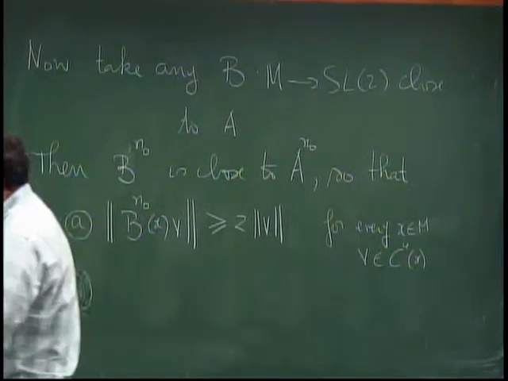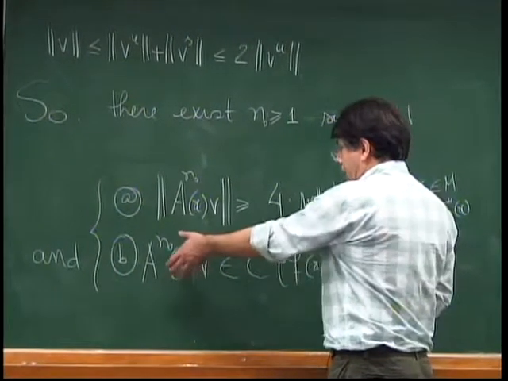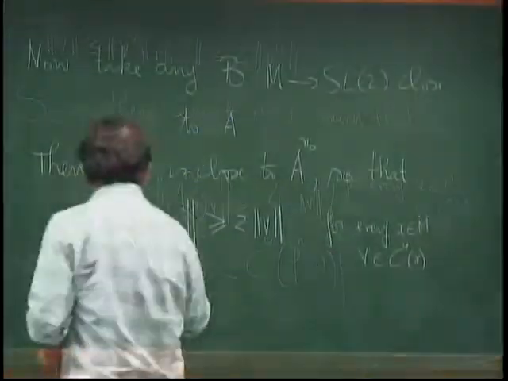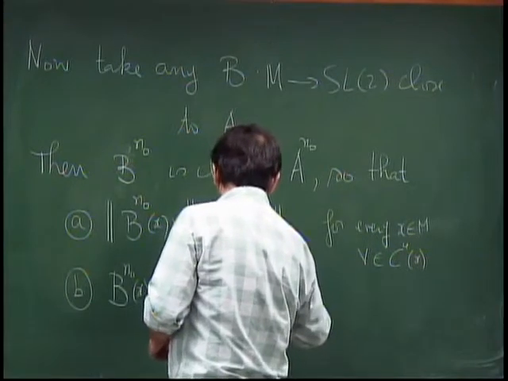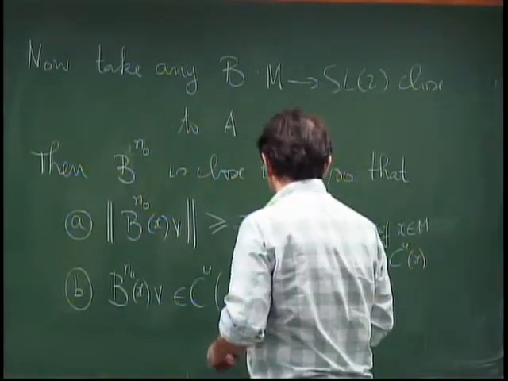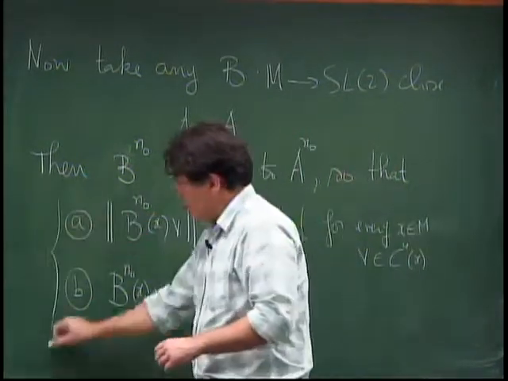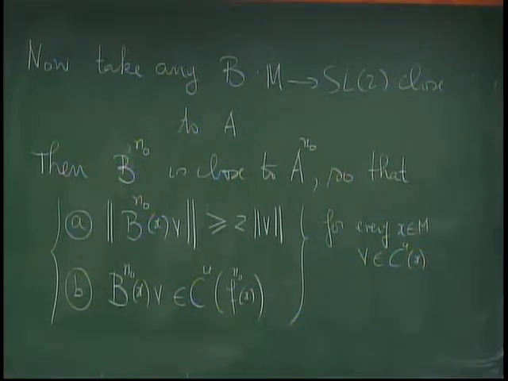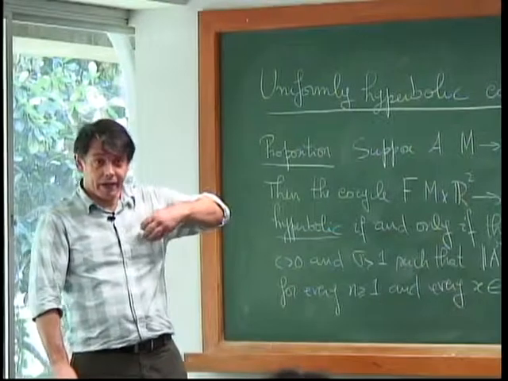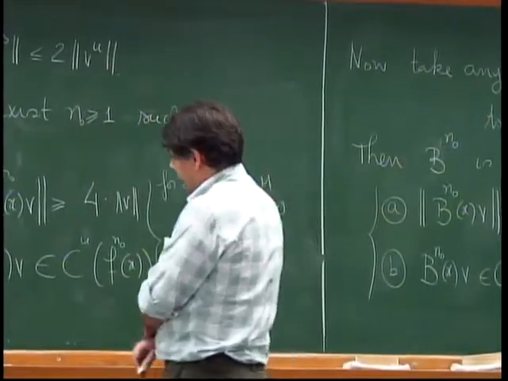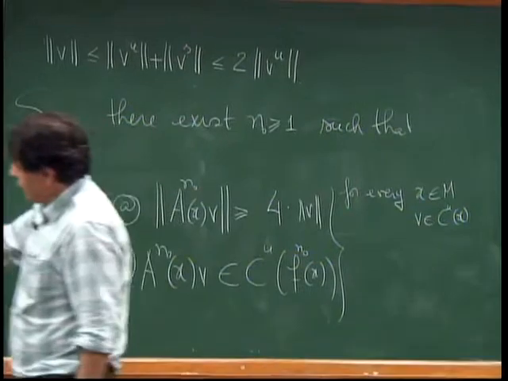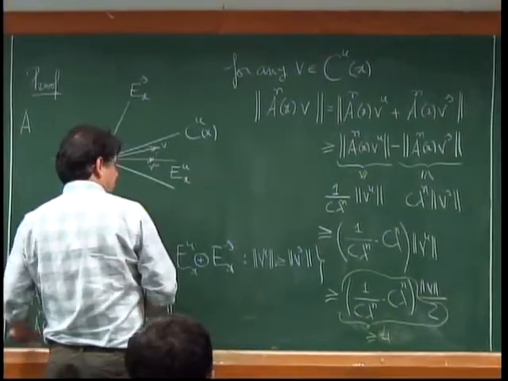Also, if A sends every vector in the cone inside this cone, then the same is true for B, right? This is the time of the lecture where the professor takes advantage of the fact that the audience is tired and starts cheating. No, this is not true. What I just said is not true. The fact that A sends every vector that was in this cone inside the cone, let's see.